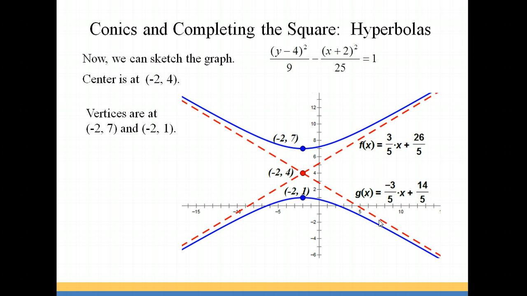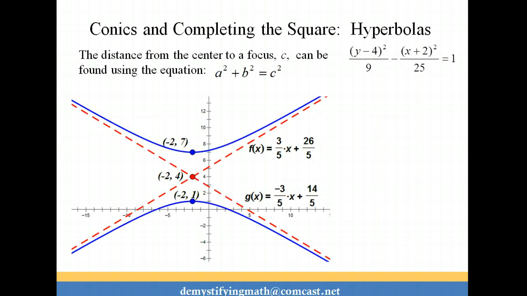Now the only other thing that we need to know about this graph is where the focal points are. So you can find the focus. The distance from the center to the focus is c. And c can be found by using the equation a squared plus b squared equals c squared. So plugging into that, we have a squared is 9 and b squared is 25. Adding them together, we get 34, and that's going to give us c squared. Then square rooting both sides, we have c is equal to plus or minus the square root of 34.